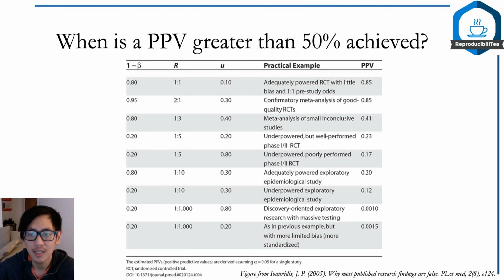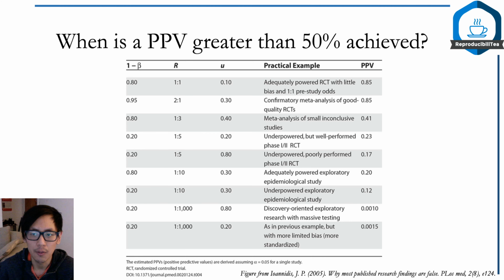An adequately powered RCT with little bias and 1-to-1 pre-study odds has a high PPV, or a confirmatory meta-analysis of good quality RCTs, which is to say that because it's confirmatory and you've seen previous results where you got significant true effects, then you're likely to have a high PPV. But all these other examples show a PPV less than 0.5, right? Less than 50%. For example, an underpowered but well-performed RCT will still only achieve a PPV of 0.23.